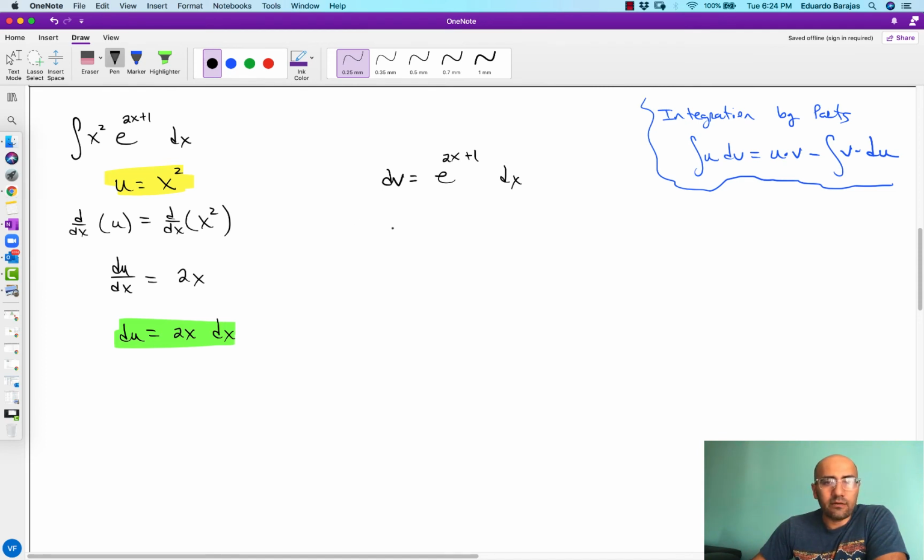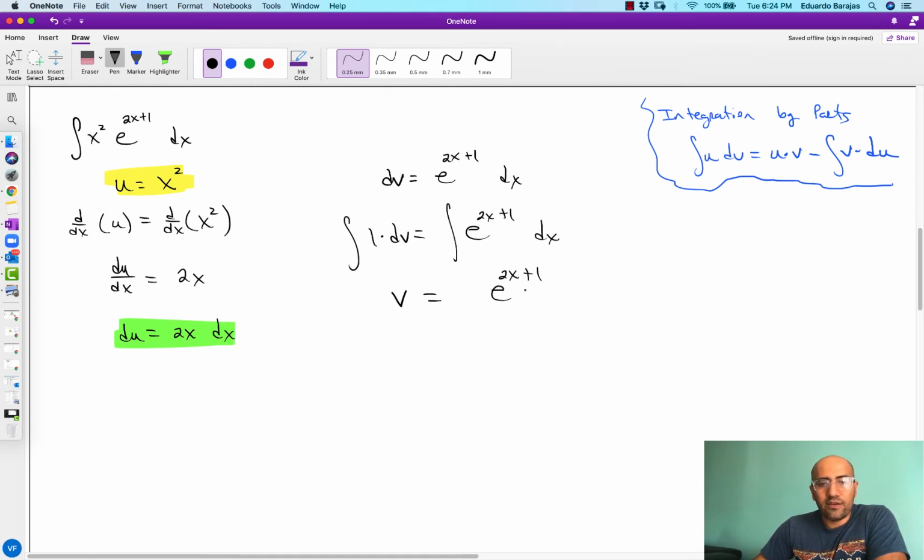Now I'm going to integrate both sides of this. So I'm going to copy it down. It'll be dv equals e to the 2x plus 1 dx. I'm going to integrate that side and integrate this side. And if there's nothing there, well, then there's like a little 1 there. All right, so on the left-hand side, I'm just going to get v. And now this should be an easy integral.